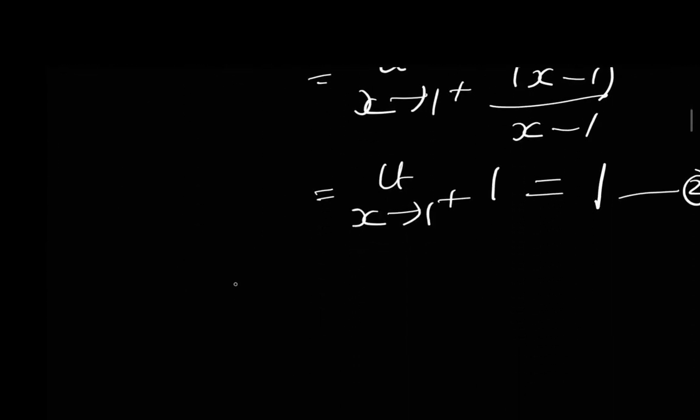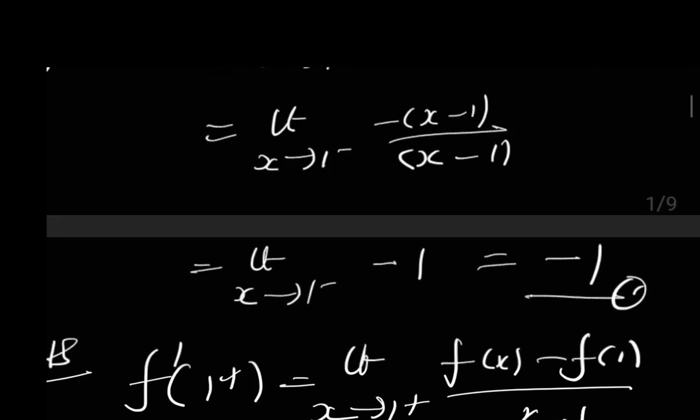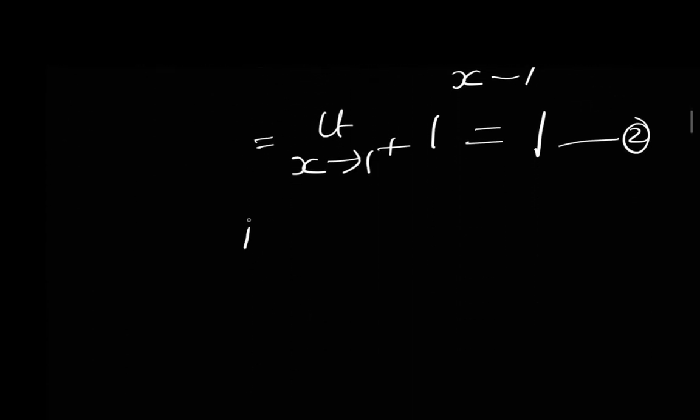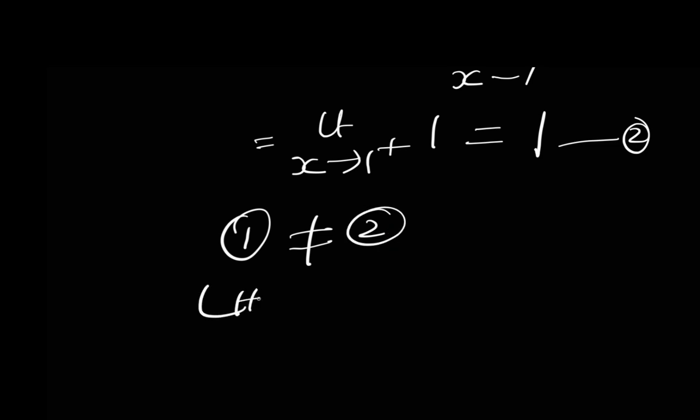So for the left hand side value, we get minus 1. For the right hand side value, plus 1. So 1 is not equal to 2. That is, the left hand side is not equal to the right hand side.